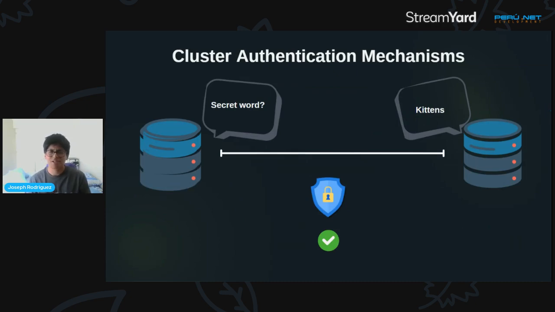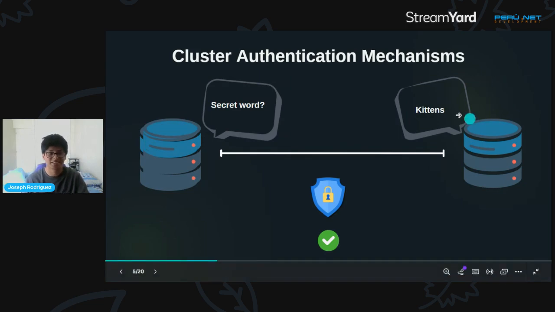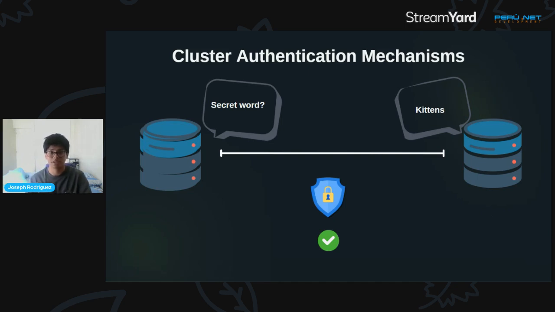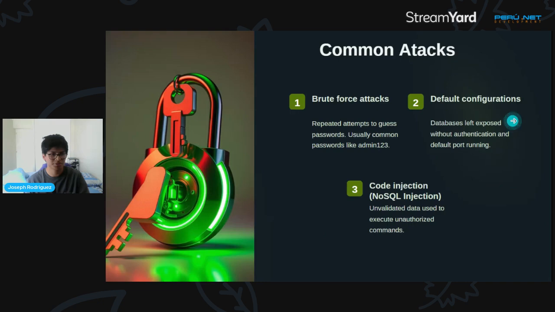MongoDB is well known for being used in clusters, and we've heard about Atlas and so on. So how do authentication mechanisms work in these clusters? Clusters authenticate with each other to ensure secure communication. Think of it as a shared secret word: if you don't know it, you can't enter. If a node doesn't have the right password, it can't communicate. That's how it works.